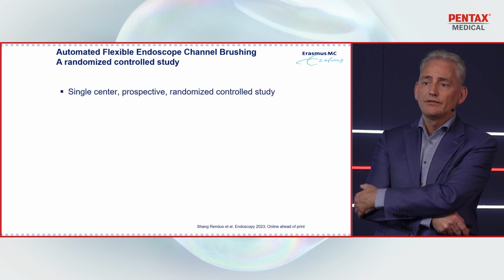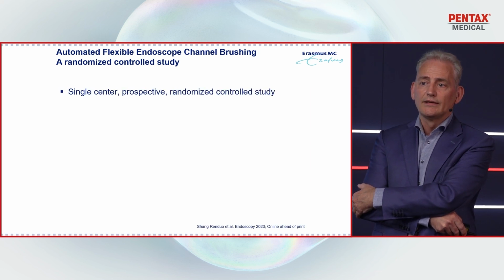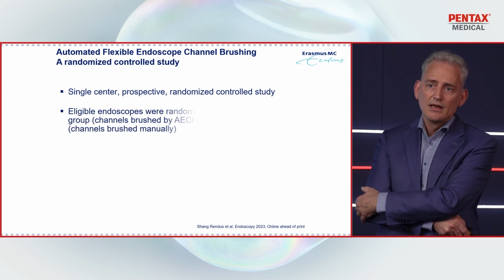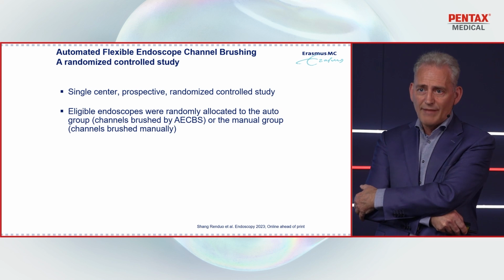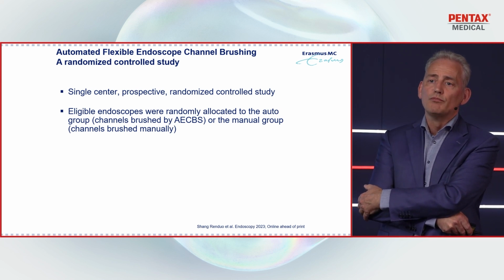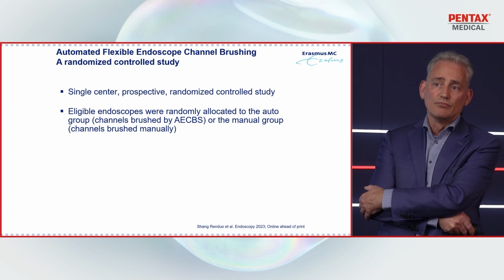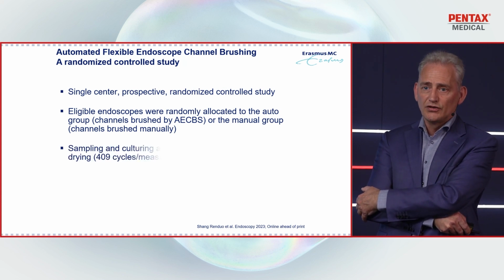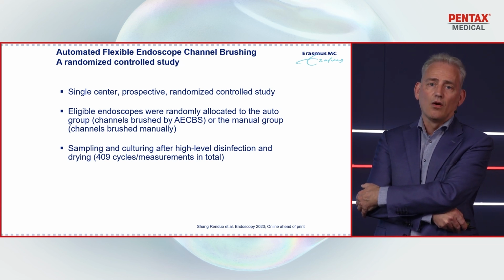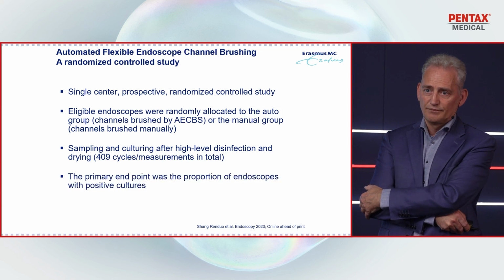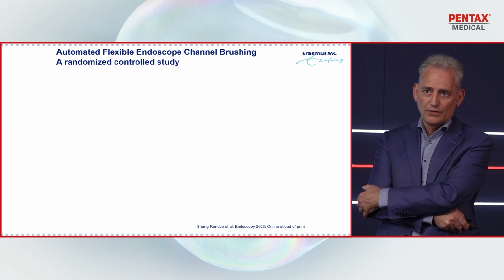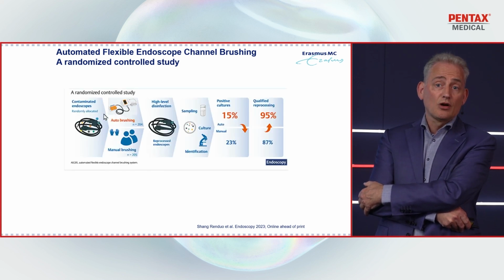This is a publication, very recent. It's online ahead of print. This is a single-center prospective randomized controlled study, where they compared the conventional manual cleaning with the cleaning by an automated device that pulled brushes through the endoscope channels, motorized, and had a whole documentation system. And they did sampling and culturing after high-level disinfection and drying in over 400 cycles and measurements. And the primary endpoint was the proportion of endoscopes with a positive culture. And the outcome is intriguing.